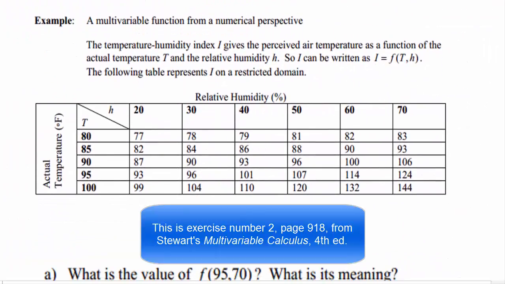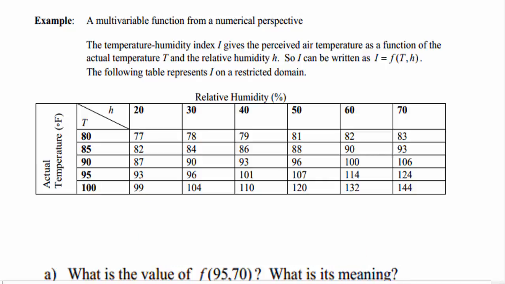Let's talk about a function from a numerical perspective, from a table. This is a different kind of table than what you're used to. Let's take a look at it. It says the temperature-humidity index gives the perceived air temperature as a function of the actual temperature T and the relative humidity H.